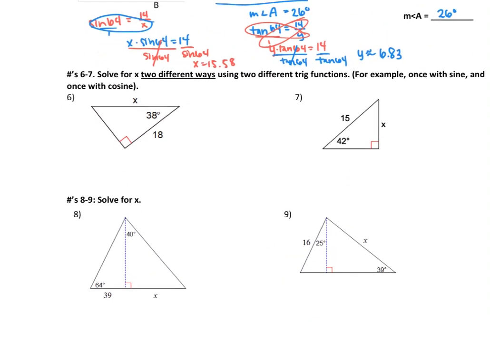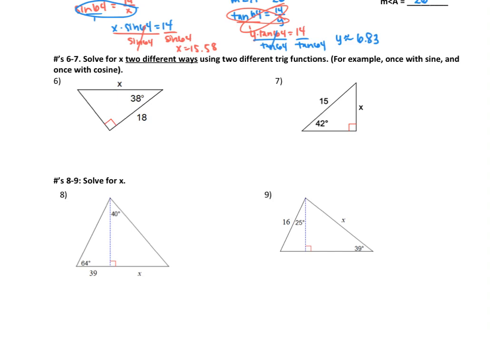All right, moving on to number 6 and number 7. So it says solve for x two different ways using two different trig functions. So solving once with sine and then once with cosine. All right, so first I'm going to see what the problem gives us. So in problem number 6, 38 is my reference angle. This is my hypotenuse, so labeling my sides, that's H, 18 is A, and this is O.